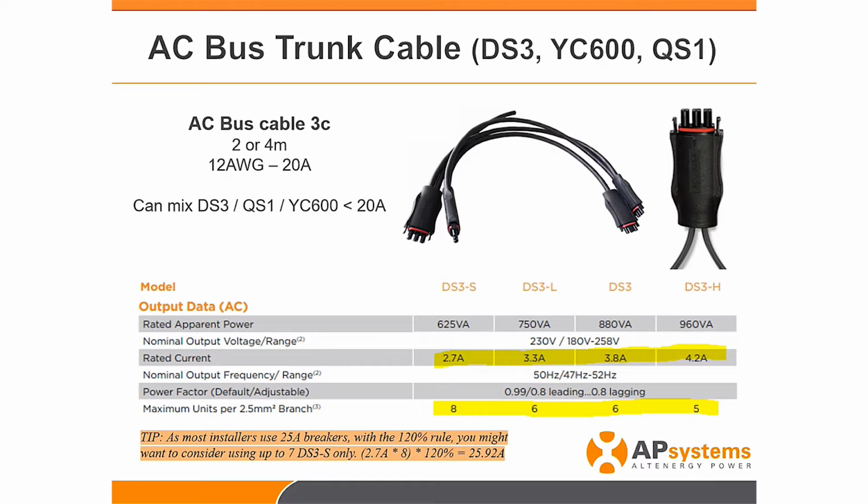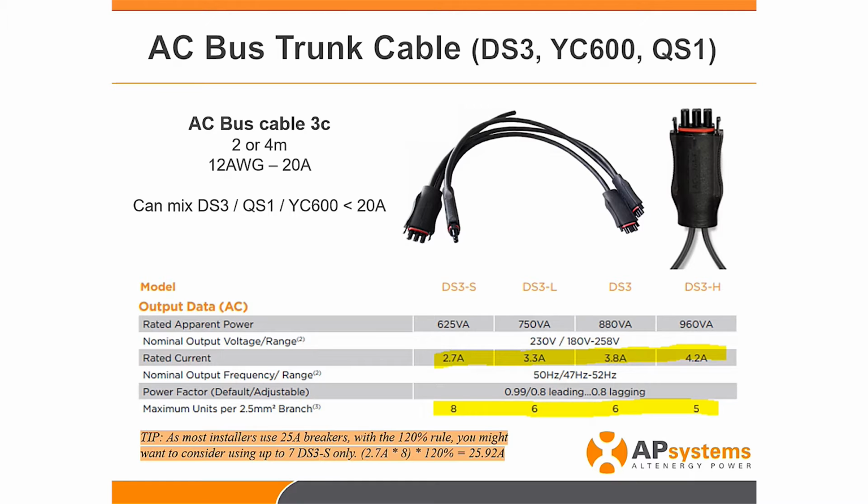As you can see, the rated current for all those inverters is different. And the maximum units per 2.5 mm square branch is recommended as per the data sheet that Nigel has highlighted. But as you can see in the tip, he has mentioned that most installers use 25 amp breakers with the 120% rule, which is a bit more prominent here in Australia. You might want to consider using up to only 7 DS3S inverters instead of 8 in one string. The calculation he has given is 2.7 multiplied by 8 multiplied by 120%, which is 25.92 amps.